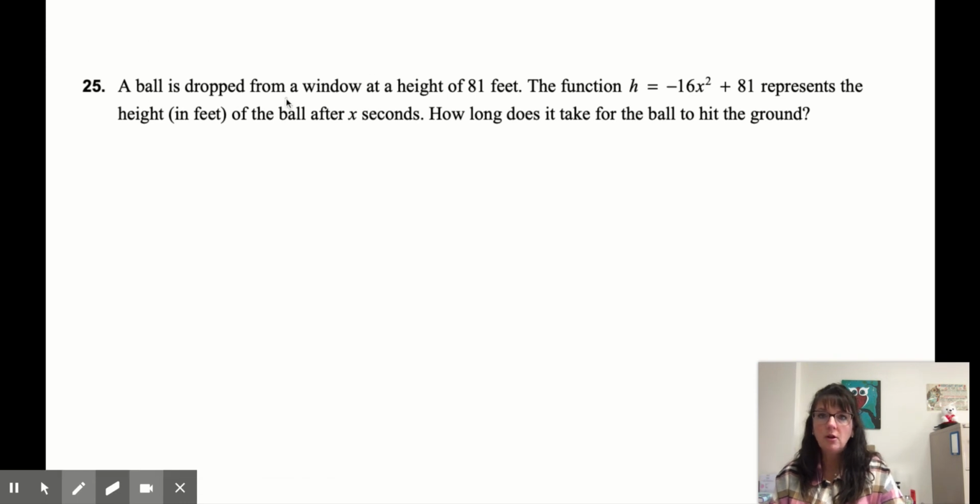So we're dropping a ball from a window at a height of 81 feet. Here's the function, okay? So this represents the height of the ball after x seconds. How long does it take for the ball to hit the ground? Basically, we want to solve for x. So on this one, let's do it. Look at these 2 perfect squares.